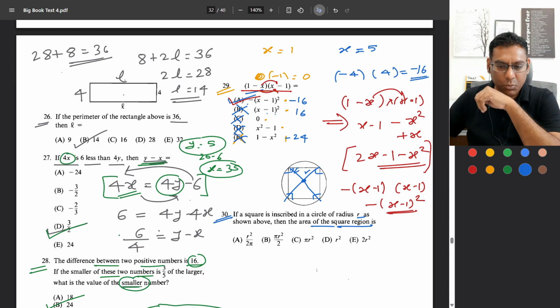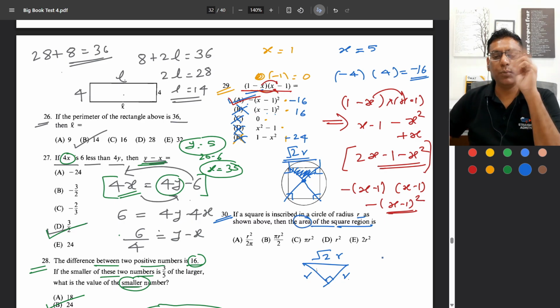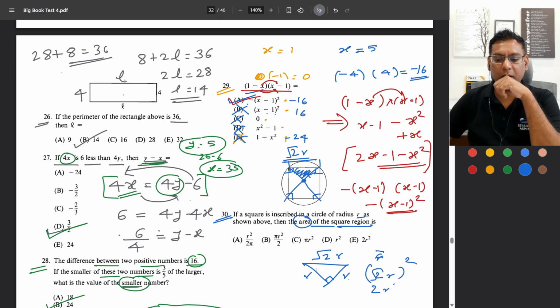So let's look at this small triangle. Okay, this is the square. Diagonals of the square intersect at 90 degrees. So this is r, this is r. Okay, so this is going to be root 2r, Pythagoras triangle, correct? This is going to be root 2r, which happens to be the length of the side of the square. Okay. So the area of the square is going to be square of that. So root 2r, the square of that is going to be 2r square. Answer choice E. Right? Pretty straightforward.